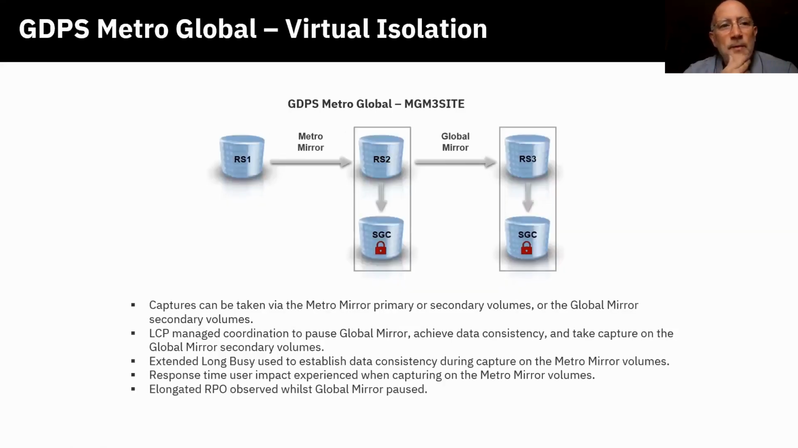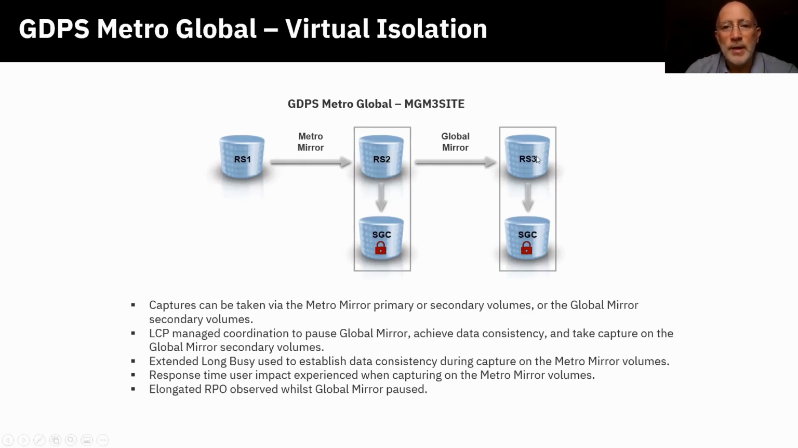With Metro Global, we have two Metro Global solutions today in GDPS. We have the MGM3 site and the MGM4 site. So in the MGM3 site model, you can adopt a virtual isolation model where you have virtual isolation either on the Metro leg. In this example, we've got it on RS2. It could equally have been on RS1, or it could be on both.